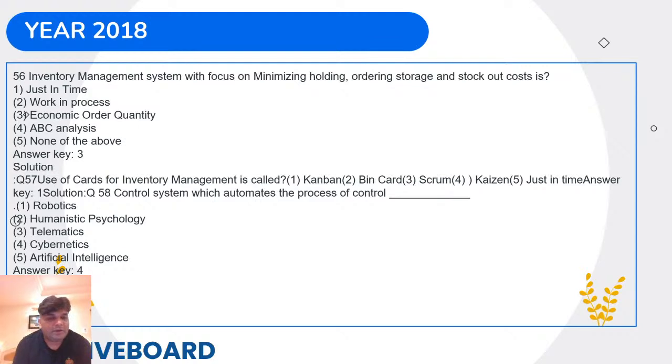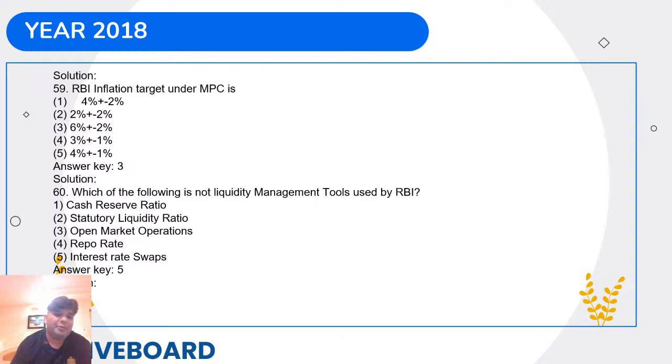Question number 58. The control system which automates the process of control is cybernetics. The answer is cybernetics. Various options are given like robotics, humanistic psychology. Okay. So I can see that a lot of people are answering also, which is a very good thing. So keep on answering the questions.